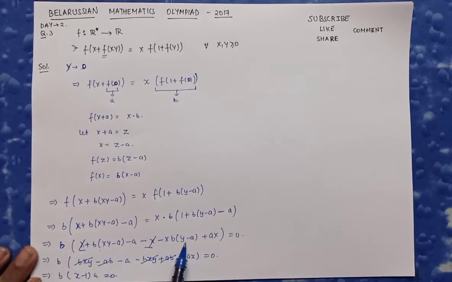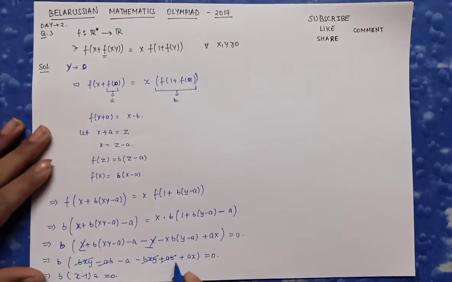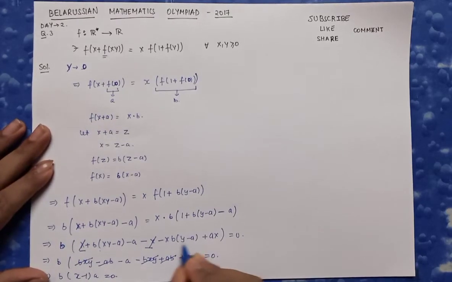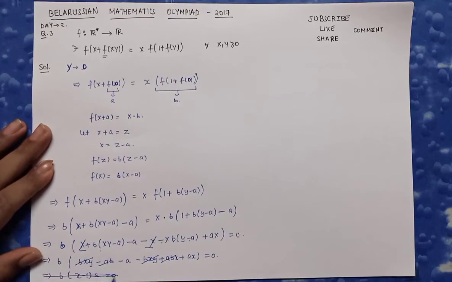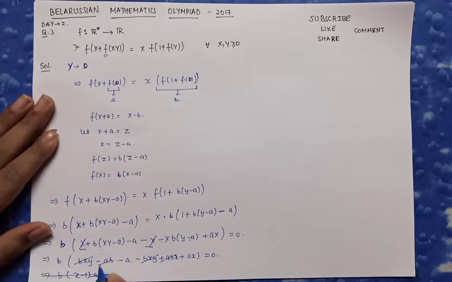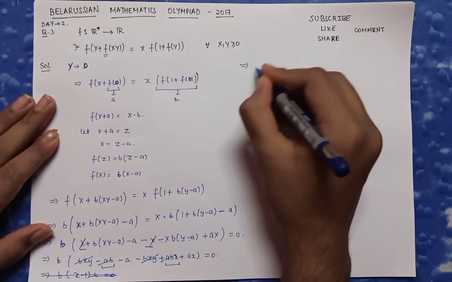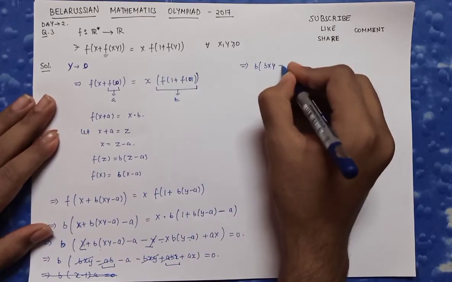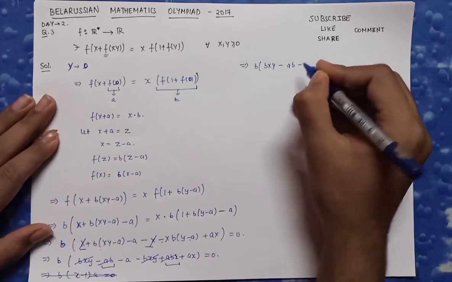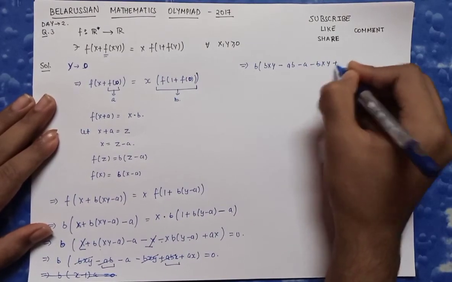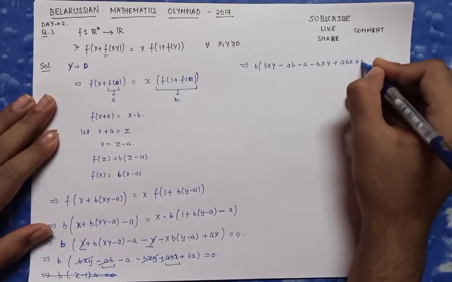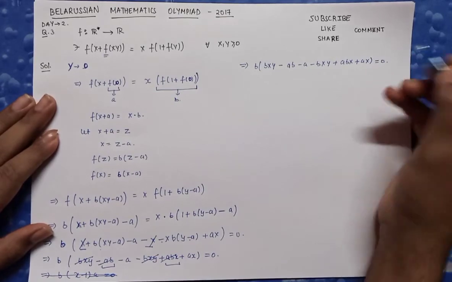Here bxy, and here bx, and here we have left something. Okay, here it was minus xb and then plus ab times x. Here we have missed something that I was trying to eradicate. So we can't cancel this ab and this abx. Okay, so I'm rewriting here bxy minus ab minus a minus bxy plus abx plus ax equals to 0.